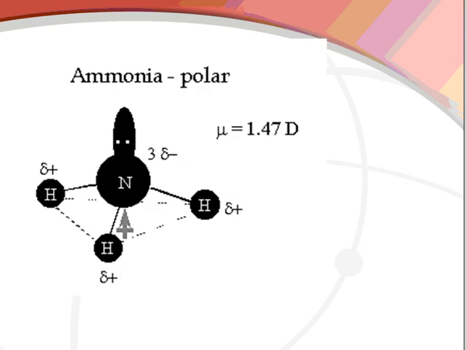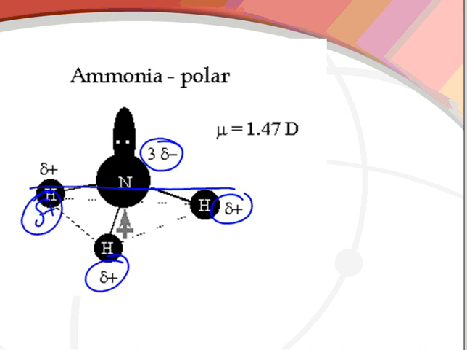Ammonia, again, I went through this one. It's polar. Again, you need to be able to divide the molecule in half in such a way that you have a partially negative charge on one side and partially positive on the other side. So ammonia is also a polar molecule. I've already done that one.